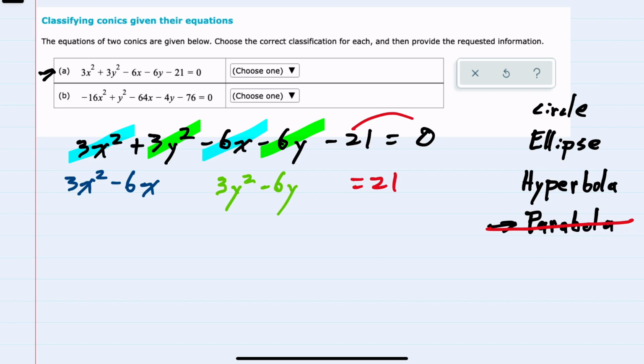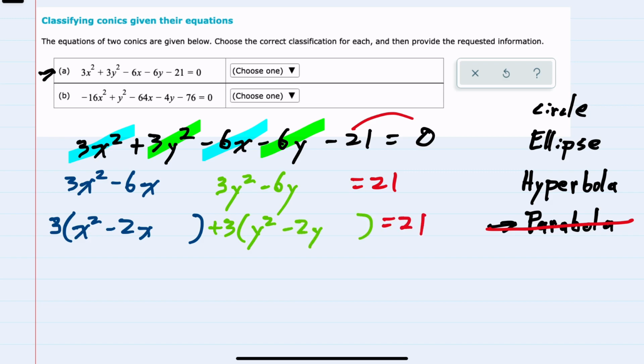And from here I can start to complete the square. For the x's, I would first need to factor out the 3 to give a leading coefficient of 1. Factoring out a 3, I would have x squared minus 2x. For the second portion here, I would also be factoring out a 3, and this time y squared minus 2y equals 21. From here I can complete the square.